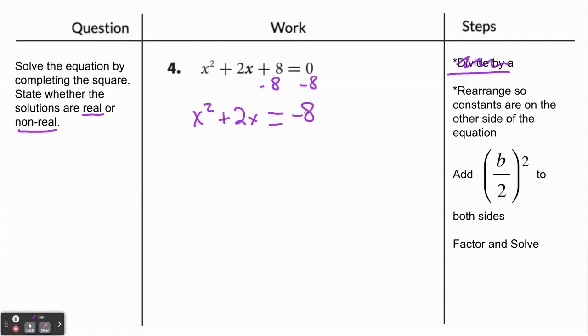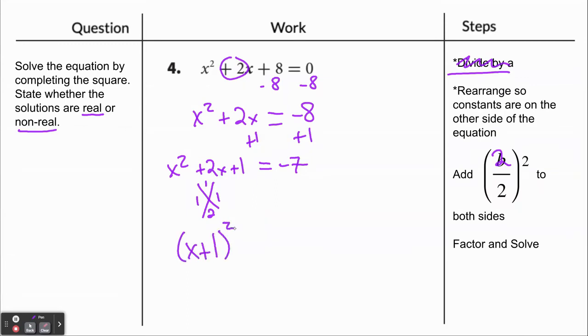And now I can add b over 2 squared to both sides. My b value is 2, so 2 over 2 is 1. Squared is also 1, so I'm going to add 1 to both sides. That gives me x squared plus 2x plus 1 equals negative 7. And now, because I completed the square correctly, it should be x plus 1 times x plus 1, where I'm going to write it as x plus 1 squared equals negative 7.